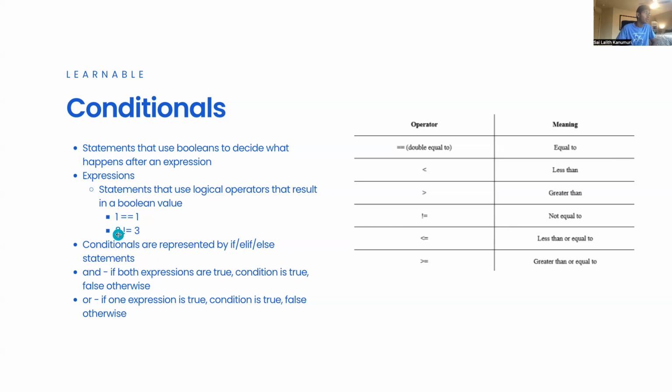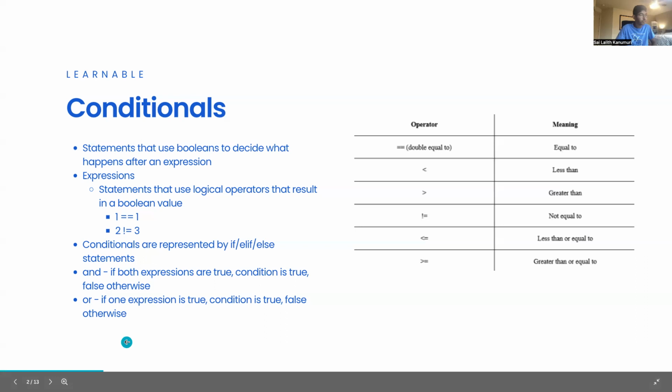So if it's 1 double equal to 1, that is true, right? Because 1 and 1 are the same thing. And 2 not equal to 3, that is correct. So whenever you see these kinds of signs, just be sure to replace them with the meanings over here. For example, for this, you can say 2 not equal to 3, and vice versa.